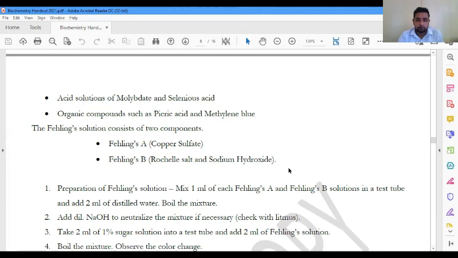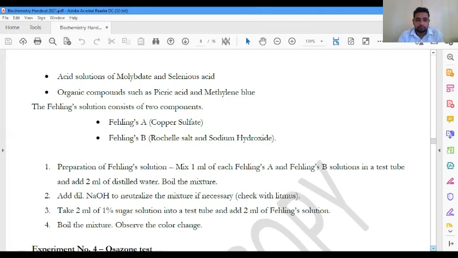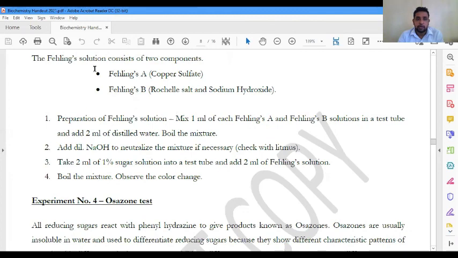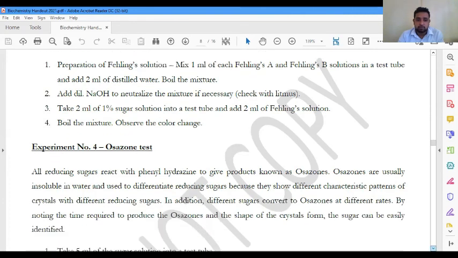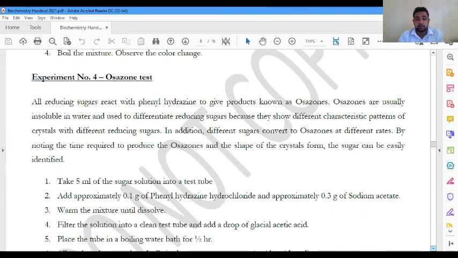When reducing sugars are there, you will observe a brick-red precipitate in the Fehling's test. That is the cuprous oxide. Then we discussed the osazone test. That is also a very specific test. Using this test, we can identify the type of reducing sugar. Depending on the time taken to form the crystals, as well as the structure of the crystals, we can identify the type of reducing sugar.